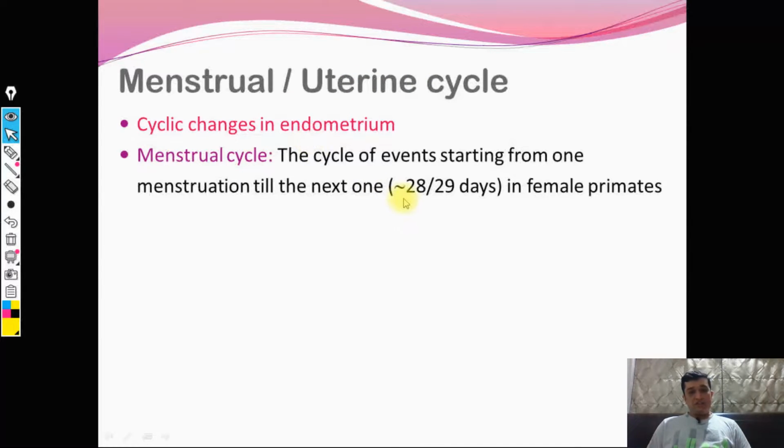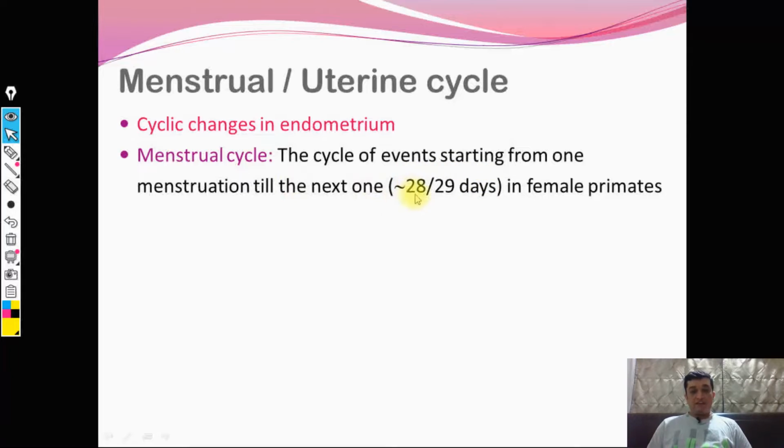So these changes, on an average, are of 28 to 29 days. We are considering an average because in some women the cycle has been found to be 21 days, and in some women even more than 40 days. So if you take an average of this, it will be somewhere around 28 to 29 days. It's a biological process, so biological variation is always possible.